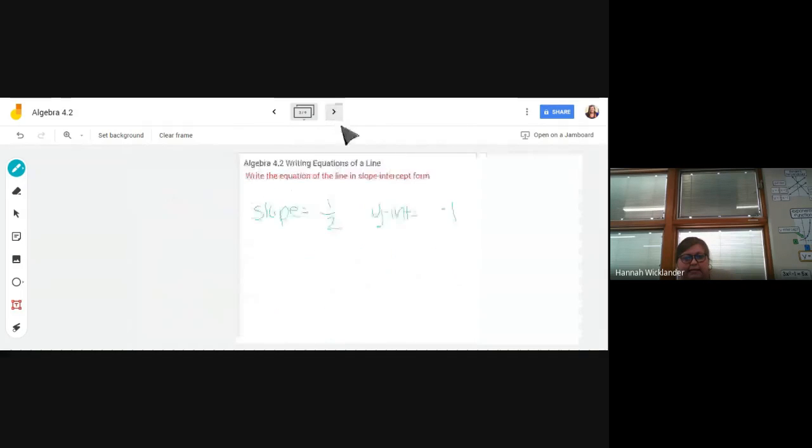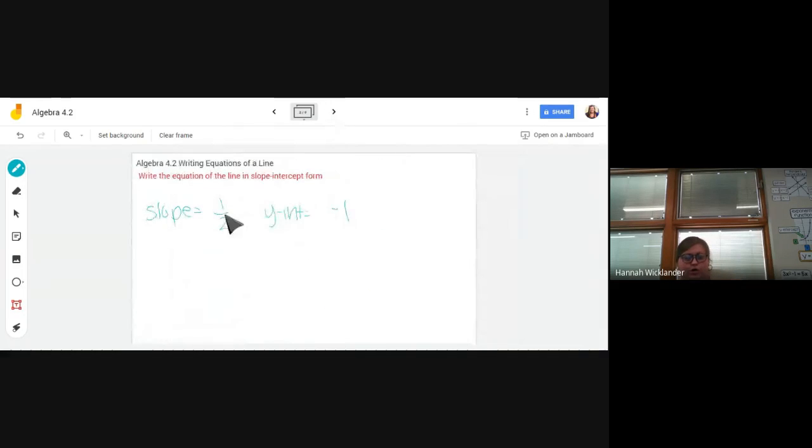Now you guys practice this one on your own. Your slope is 1/2 and your y-intercept is negative 1. So in the chat, type your answer in as y equals mx plus b, but changing the m and the b given this information.